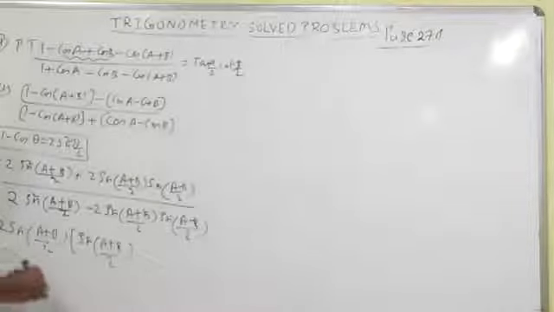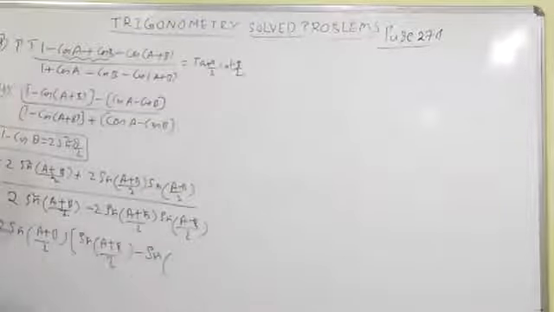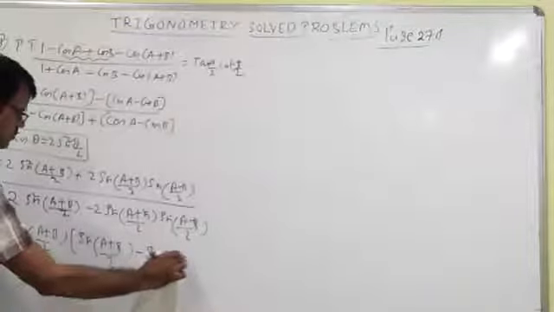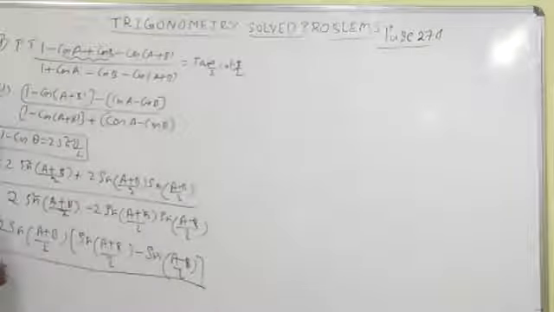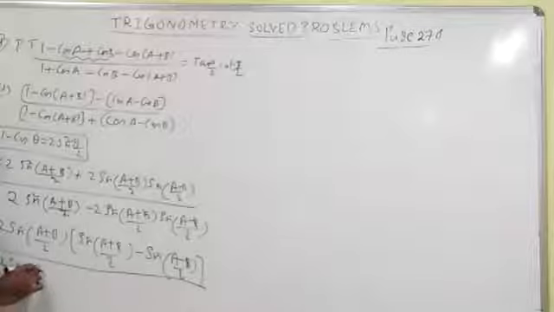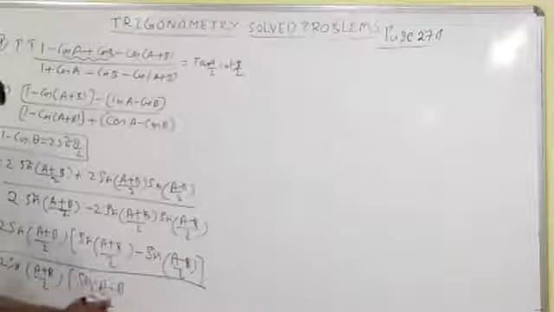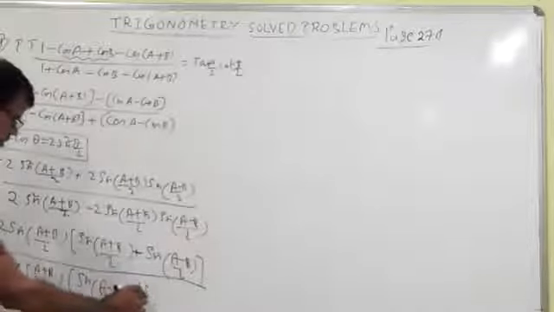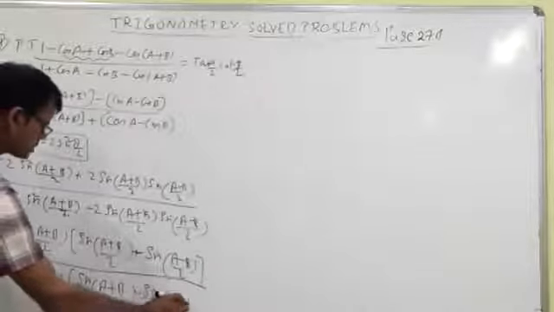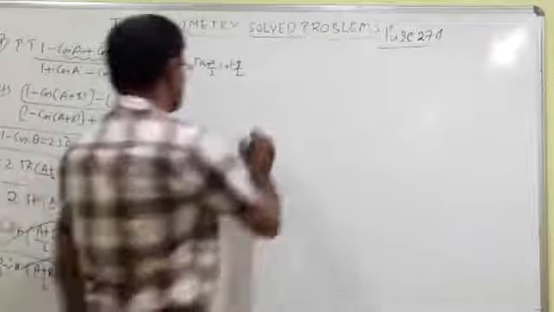So now 2 sin of (A plus B) by 2 within brackets you should write like this, sin of (A plus B) by 2 minus sin of (A minus B) by 2, whole by, in the denominator also you take common 2 sin of (A plus B) by 2, and in the denominator you will get sin of (A plus B) by 2, here plus in the numerator, and in the denominator it is minus, sin of (A plus B) by 2 minus sin of (A minus B) by 2. These two terms will be getting cancelled.